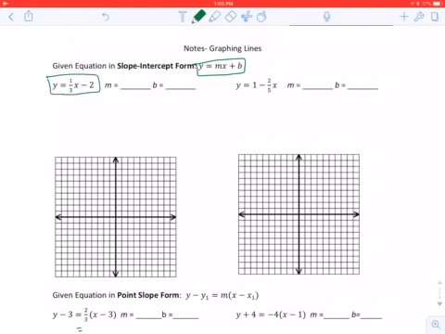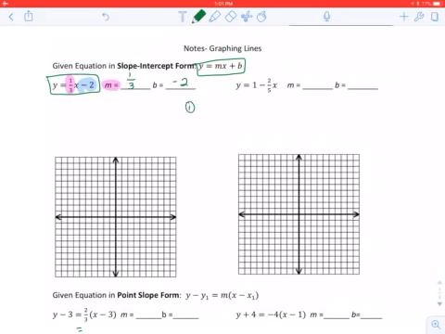This equation we have right here is pretty cool because it's already in slope-intercept form. So the only thing I have to do is identify that the slope is this number that's stuck to x, and the y-intercept is this number kind of hanging out by itself. So we have our slope is 1/3, and our y-intercept is -2.